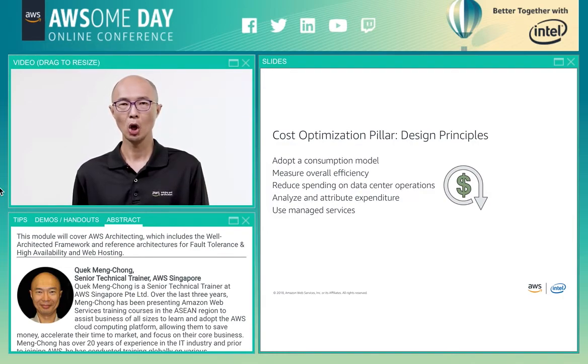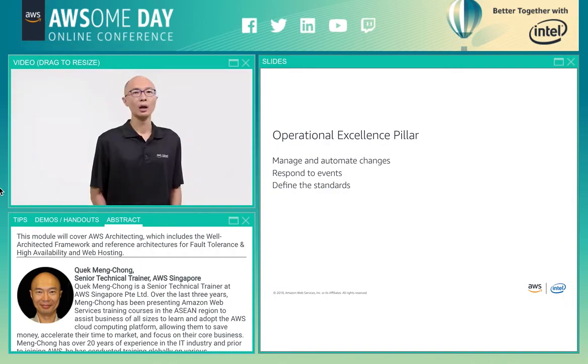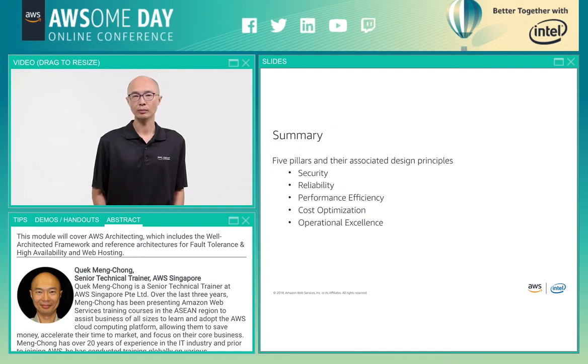The operational excellence pillar focuses on running and monitoring systems to deliver business value and continually improving processes and procedures. Key topics include managing and automating changes, responding to events, and defining standards to successfully manage daily operations.